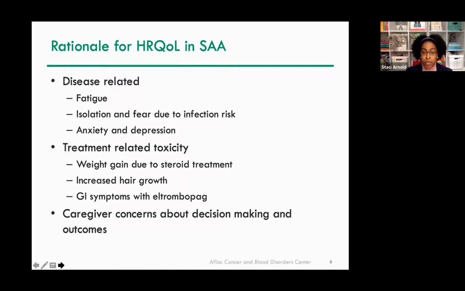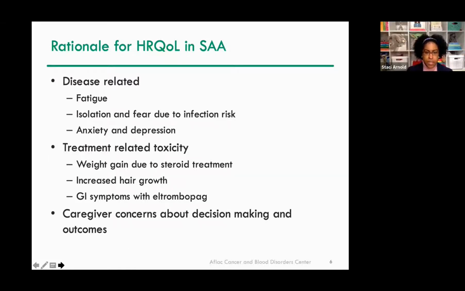There's also treatment-related toxicity, and I've only listed a few here, but I know there are a number of others. So weight gain due to steroid treatment when you're receiving that ATG that Dr. Hanna talked about, or increased hair growth, which is a side effect of the cyclosporin that's used in our immune suppressive therapy and transplant regimens. This certainly can be very concerning, especially to young girls and women.